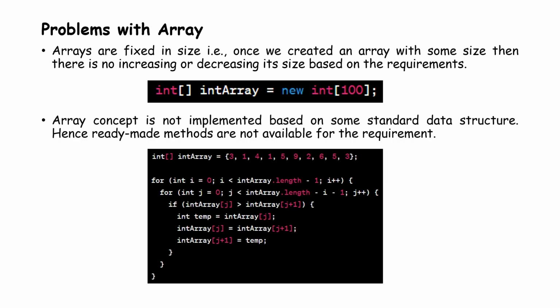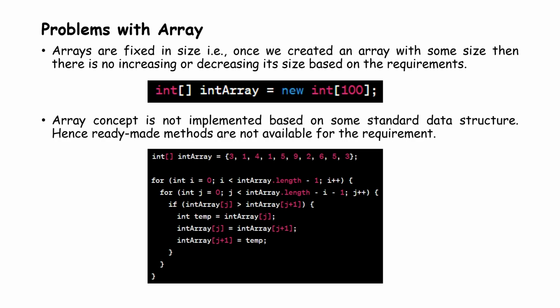Another problem is that arrays are not implemented with the help of any specific data structure. Because of this, we don't have ready-made methods for most common problems. One common task is sorting the data. Let's say I have an integer array of size 10 and I want to sort it. To sort this array I need around 9 lines of code. Imagine the same array is of strings or objects, then it is going to be even more difficult for me.